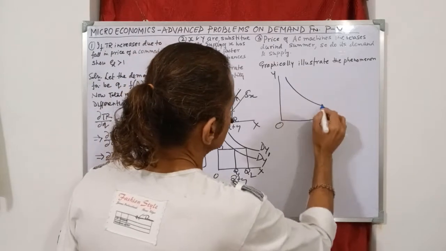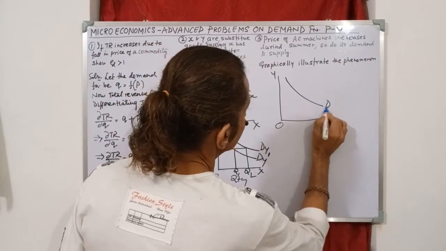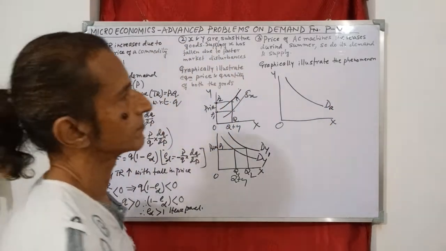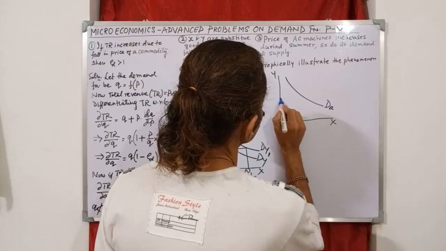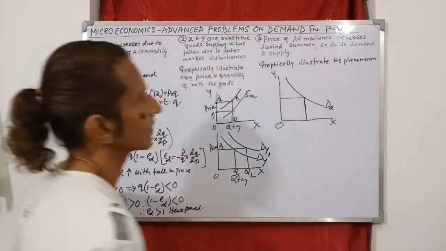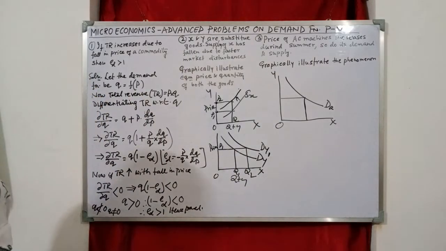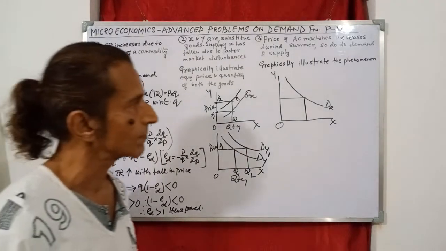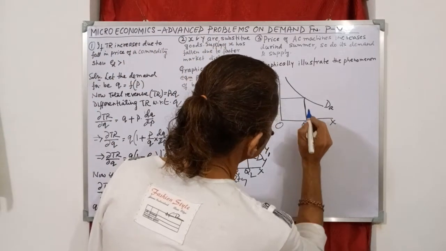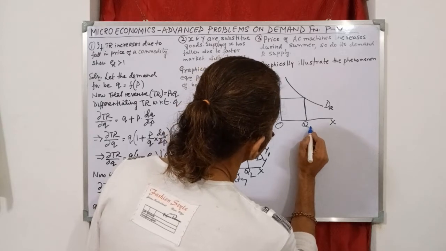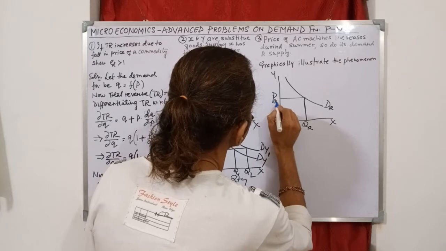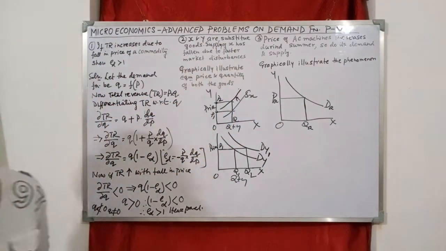Say this is the demand curve of air conditioner machine, say dA. Correct? Okay. Now, the quantity demanded and supplied, say QA, and price is PA. Correct?